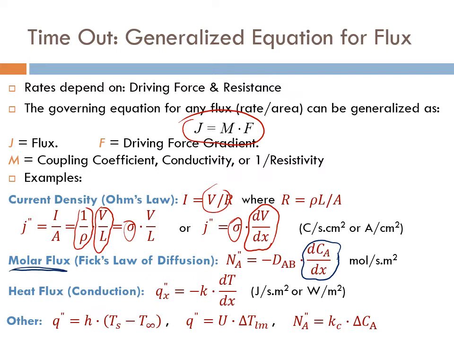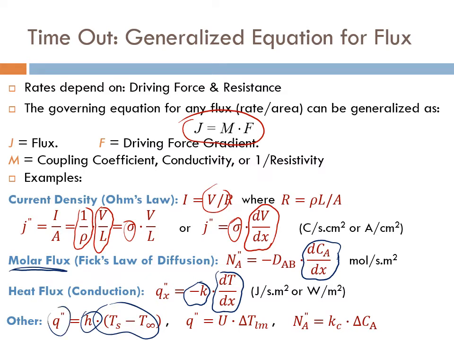The same thing with heat flux. If we have conduction, then q_x double prime is minus k times dT by dx, right? And again, k here is the conductivity when it comes to heat transfer. It is exactly known as conductivity, right? And then for the heat transfer, the driving force is the difference in temperature. So the driving force gradient is dT by dx, and so on, and so on. So you always have the coupling coefficient times the driving force.